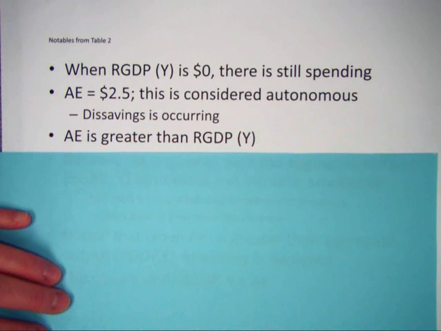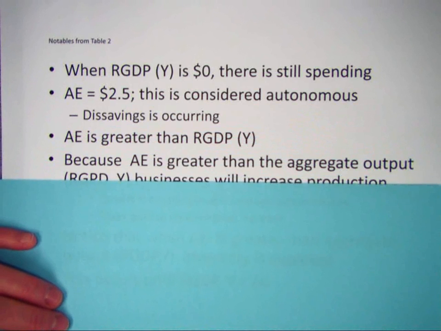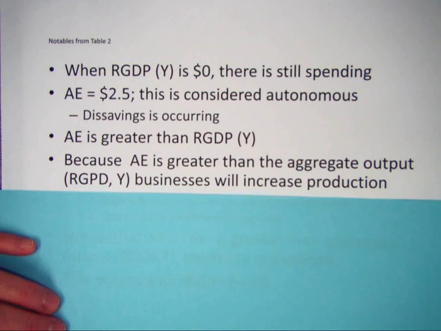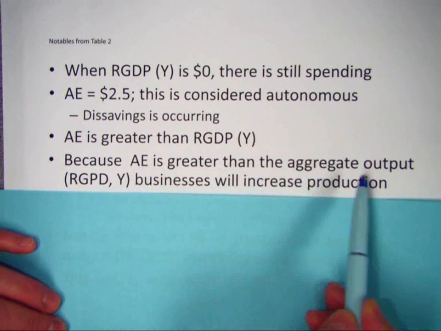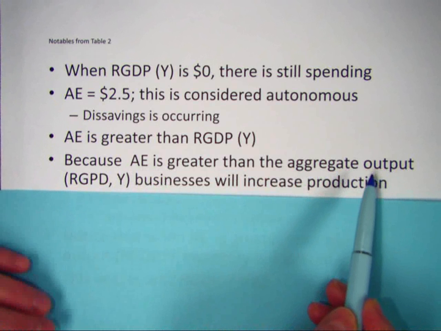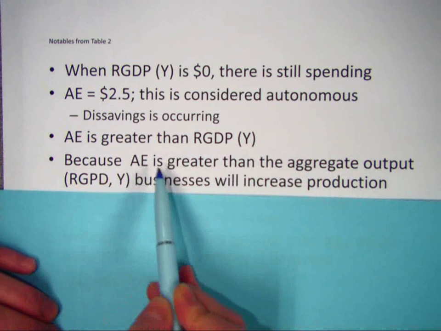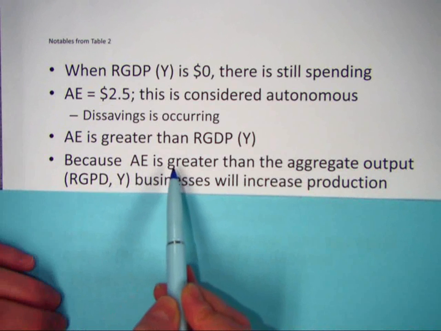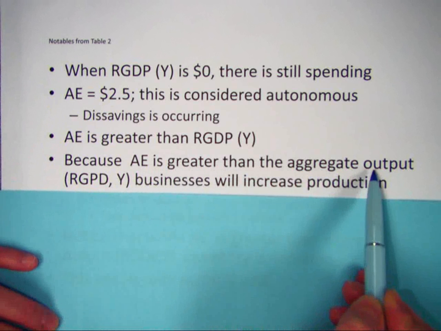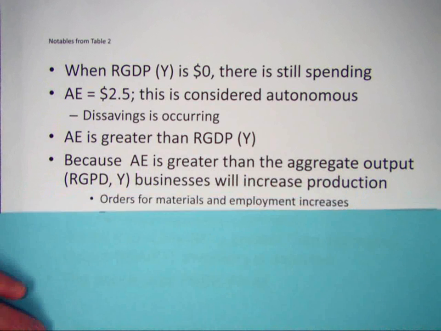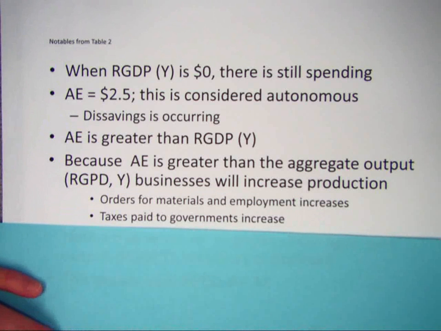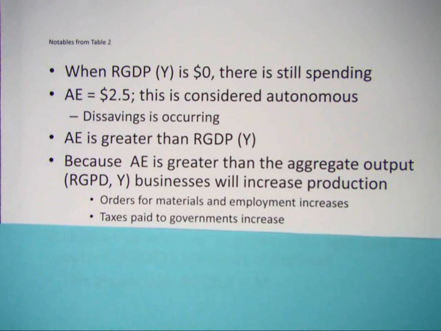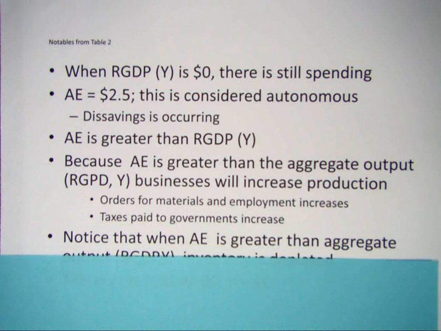When we have aggregate expenditures that are greater than output, we see a trend, okay? Because aggregate expenditures is greater than the aggregate output. Aggregate, again, means total. So C plus I plus G plus X equals AE. When that is greater than Y, the stuff being produced, businesses will increase production. Orders for raw materials and employment increase, taxes paid to governments go up, and again, unemployment goes down, more people have paychecks, they're spending money, that stimulates the economy.